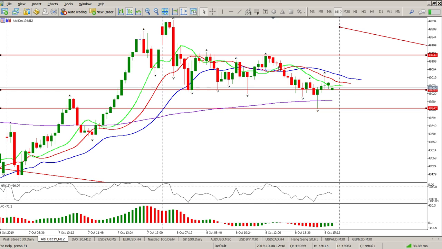But if I look at the alligator, we've broken through the alligator. We've tested the alligator with that pin bar. My bias is more downside.